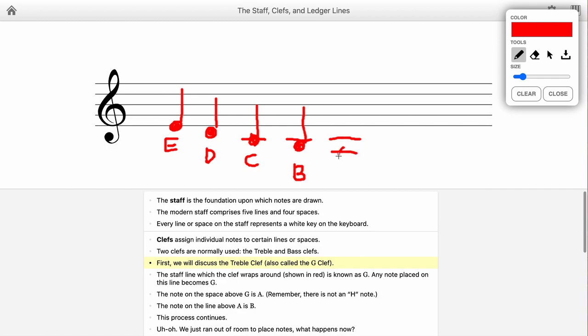We draw the note on that ledger line. And we have a low A. And notice that while we're going down the staff, the notes get lower and we go backwards in the alphabet.